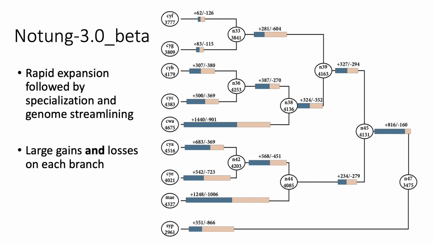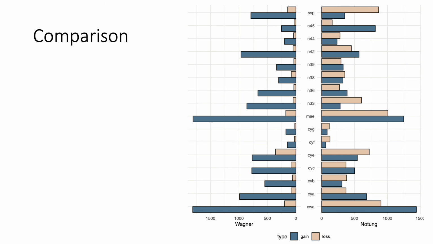In contrast, reconciliation infers rapid expansion to the present-day genome size, followed by specialization and genome streamlining. Also, the numbers of inferred gains and losses are balanced in many branches, which suggests constant turnover of gene content during evolution. Here is a side-by-side comparison for the inferred gains and losses of genes on each branch.